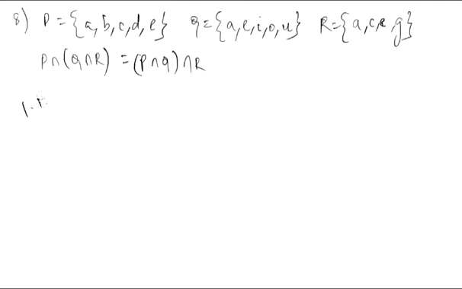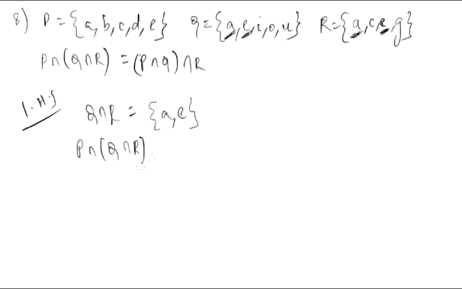Okay. So LHS, what is Q intersection R? First of all, in Q and R the intersecting elements are A, which is common, then E is common, nothing else is common. So A comma E. Then P intersection Q intersection R, what is it? Again A and E are common in these two, so A comma E.